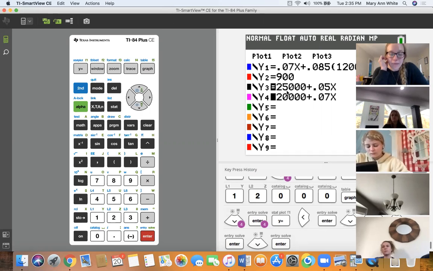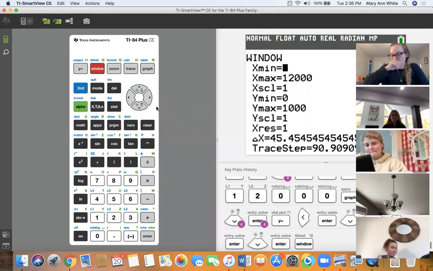Okay, half the battle is the window. Typing it wasn't hard, and honestly, writing the equations I don't think was hard. I think you guys could have all done it by yourself. Now is where the window comes into play. I had to mess around with this a lot last period, so let's see if we can guess a little bit better.